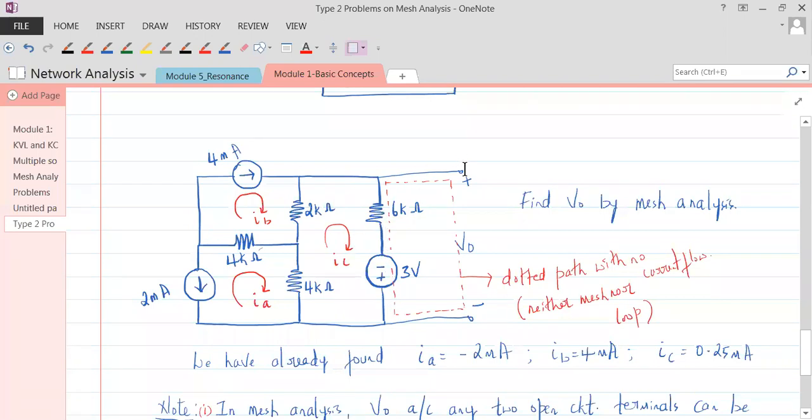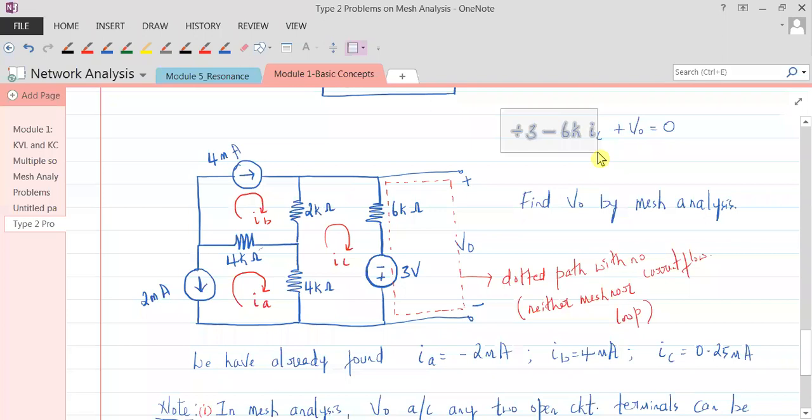Then here is V0. But which sign are we approaching? We are approaching positive sign. So it is positive V0. Okay, so let's write that. How does it look? I'll just make that note here. It's KVL along the dotted path, right? So it's plus 3 minus 6K IC plus V0 is equal to 0. IC is already found out, so the only unknown here is V0.